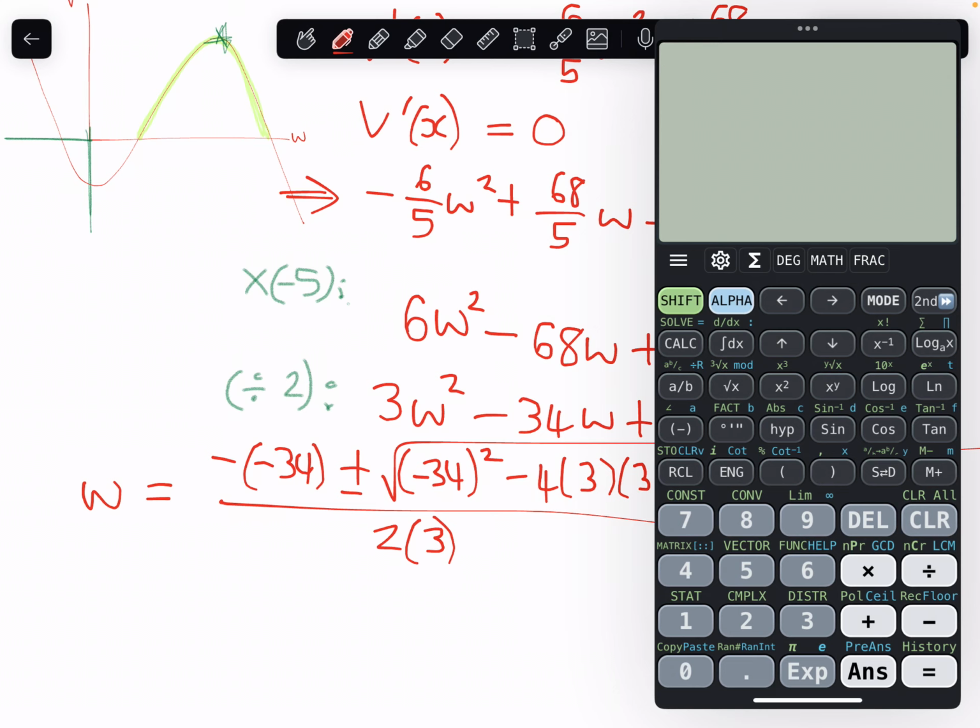We are running out of battery. Calculator, do you not see the urgency of this matter? So this is 34. Let's start with the plus. 34 squared minus 4 times 3 times 30. Oh my goodness. And then I didn't square root.